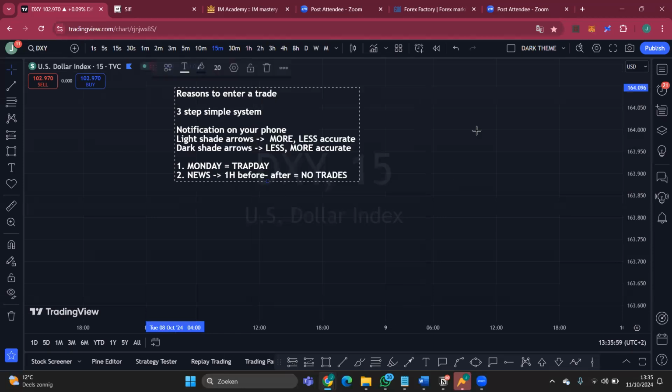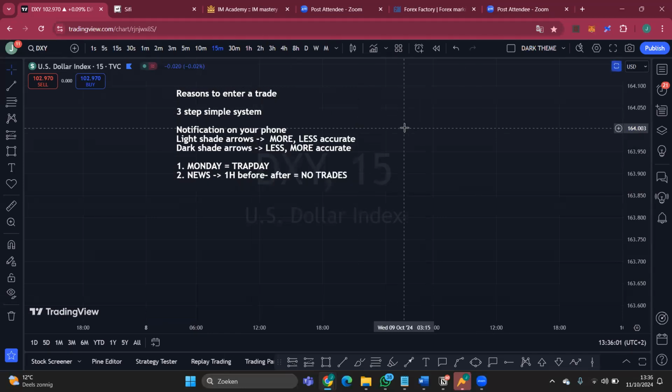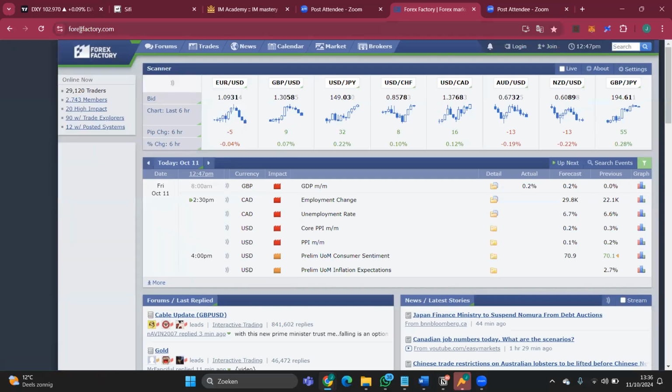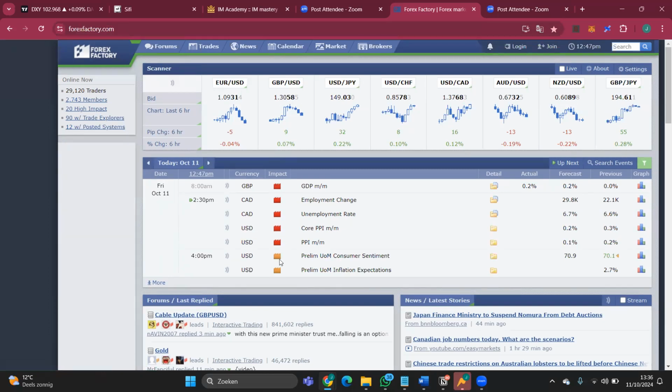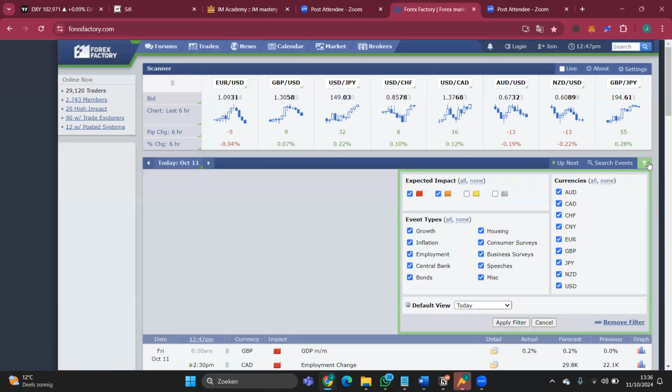So you can do one of 2 things. You can just choose to not enter a trade 1 hour before and 1 hour after. That's something that I would never do. So when we have big news events, you can visit the forexfactory.com website. Big news events are the red folder events. And you want to take into consideration the orange folder events as well, but it's mainly the red folders.